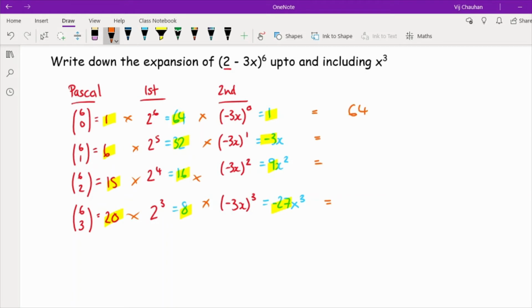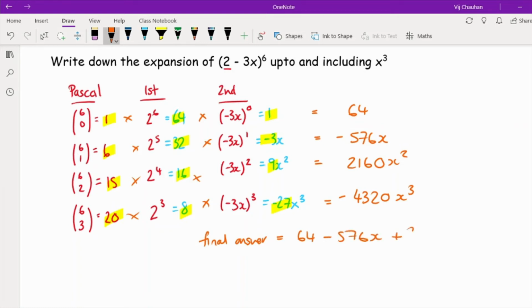6 times 32 times minus 3 is minus 576x. 15 times 16 times 9 is 2160x squared. And 20 times 8 times minus 27 is going to be minus 4320x cubed. Give you my final answer as 64 minus 576x plus 2160x squared minus 4320x cubed.